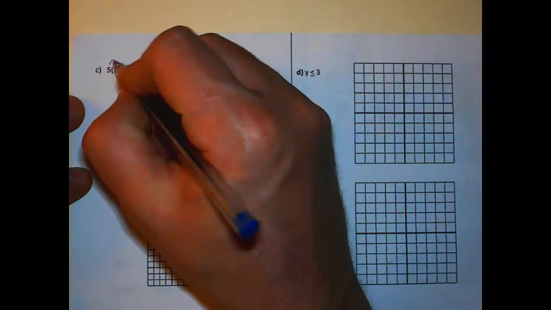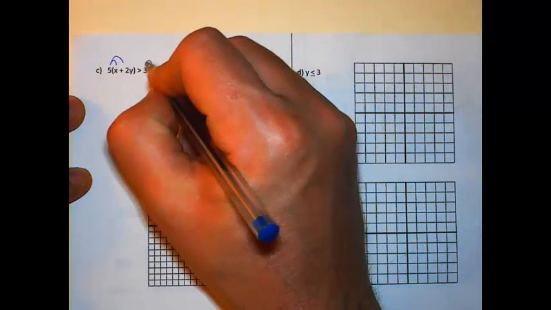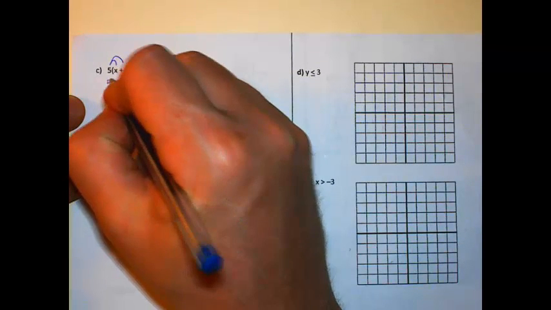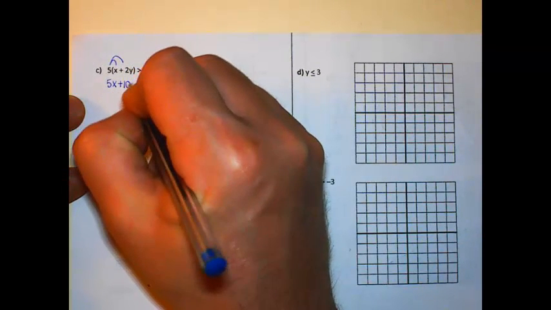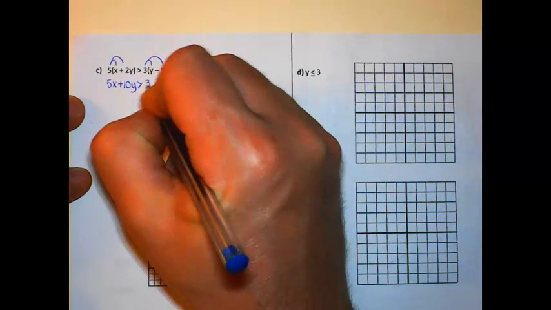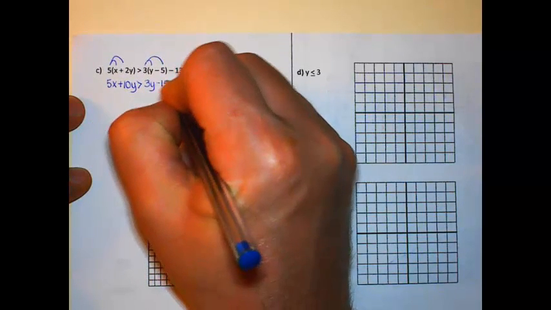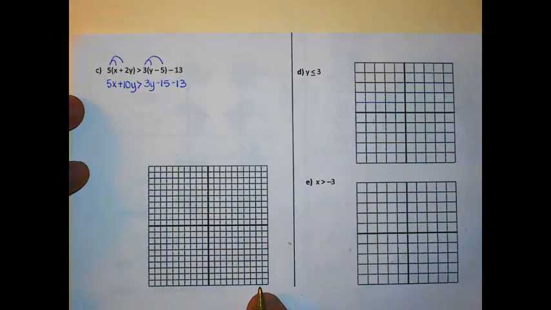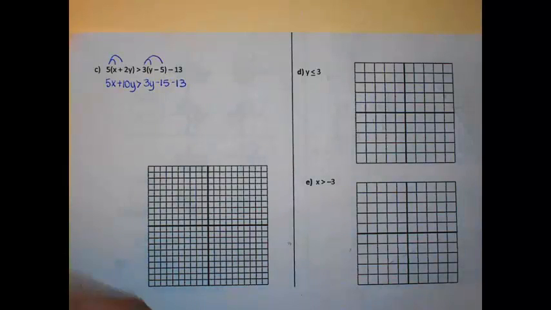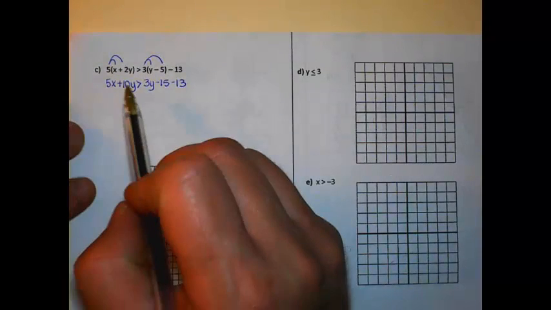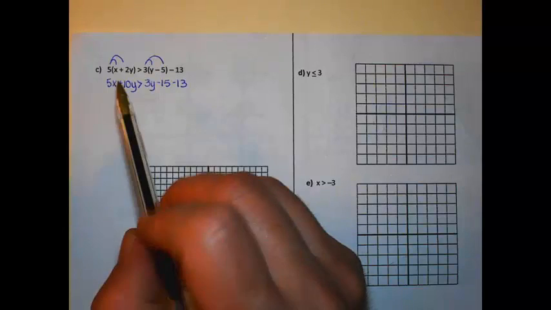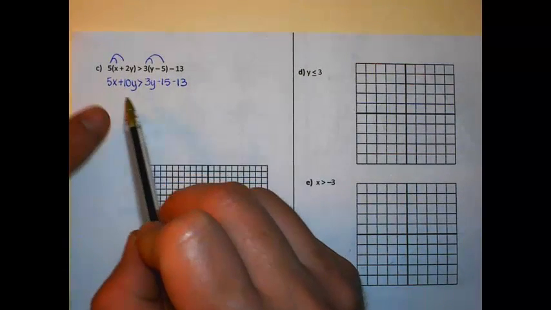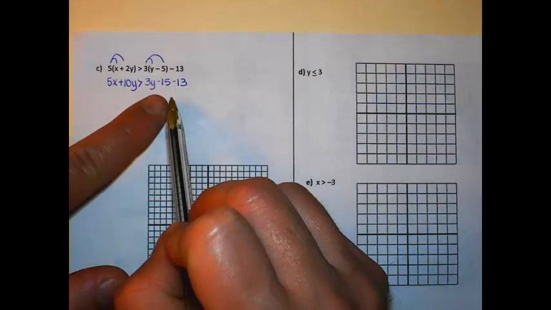So first order of business is get rid of the parentheses. So this would be 5x plus 10y greater than 3y minus 15 minus 13. Alright, now my goal is to get the y alone on one side. I always like to have things on the left, and in inequality it's very important that you get the y on the left. Okay, so what we're going to do is rearrange the numbers here. We want numbers with y on the left, we want numbers without y on the right.